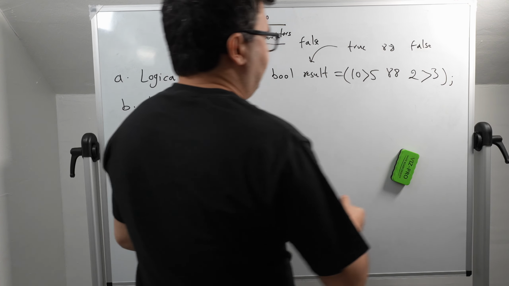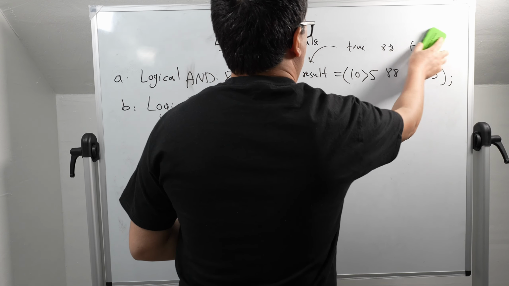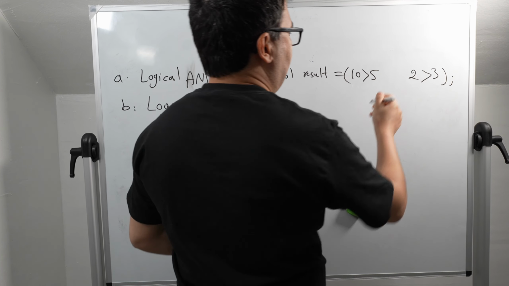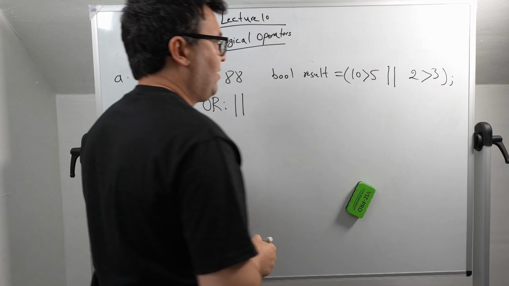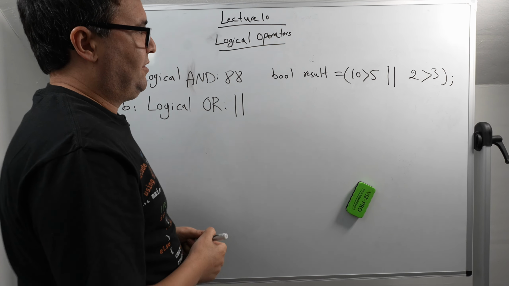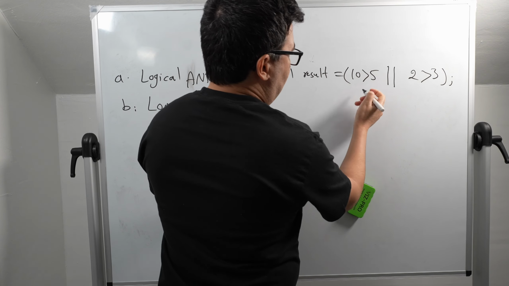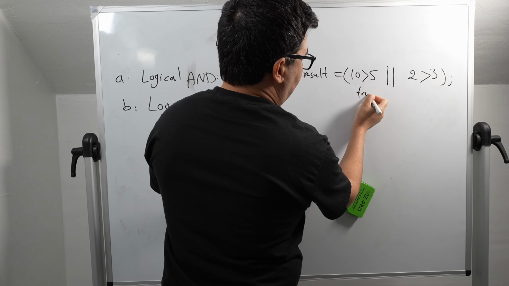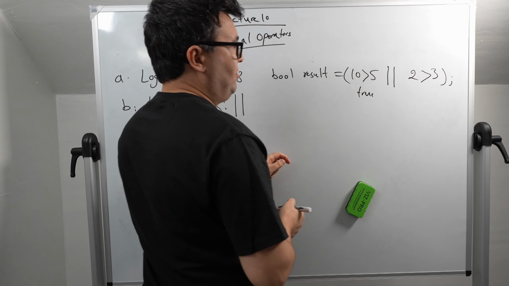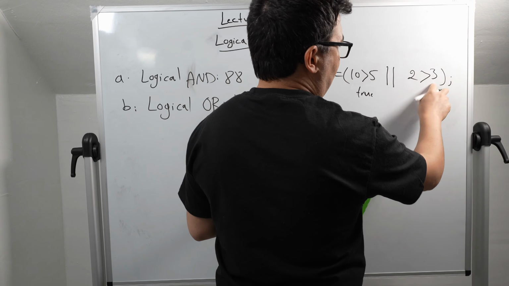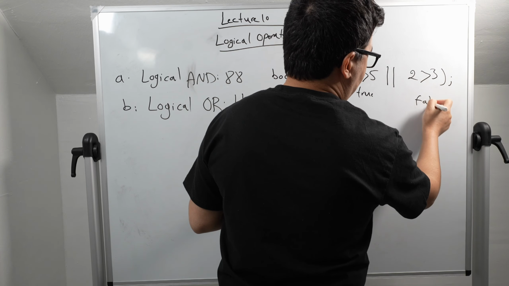So now if I change this one to OR, what will be the result? On this side, 10 is larger than 5, yes, so this condition is true. And on this side, is second larger than 3? No, so it is false.